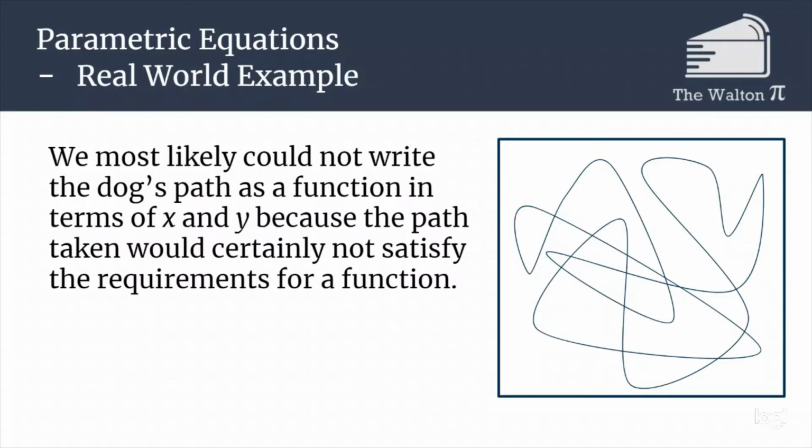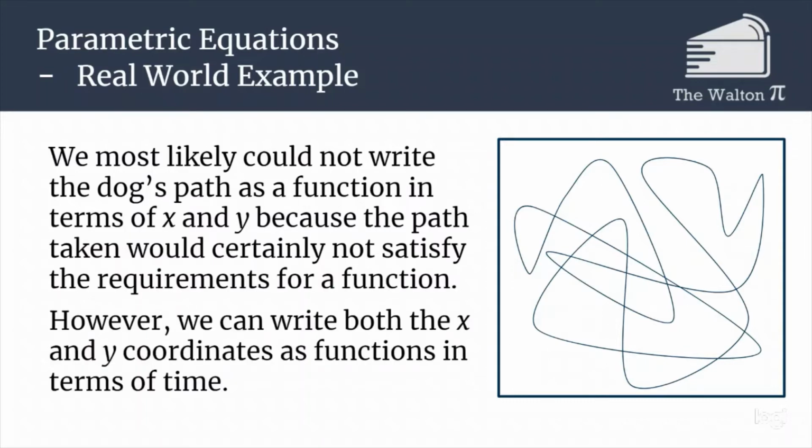So we probably wouldn't be able to write the dog's path as a function in terms of just x and y, because this, for example, definitely does not pass the vertical line test. So this definitely is not a function in terms of x. But what we can do is write both x and y as functions of t, and that would describe this curve. And so if we were able to do that, that would be writing x and y in terms of time, and that would give us a parameterized version of the dog's path.